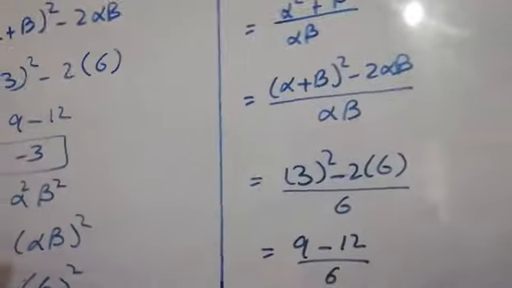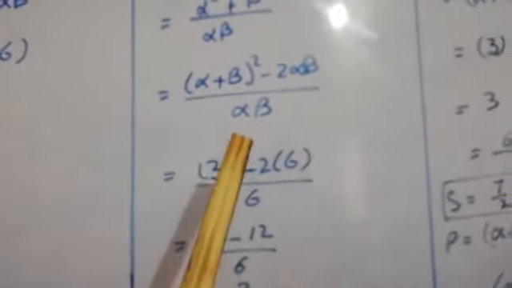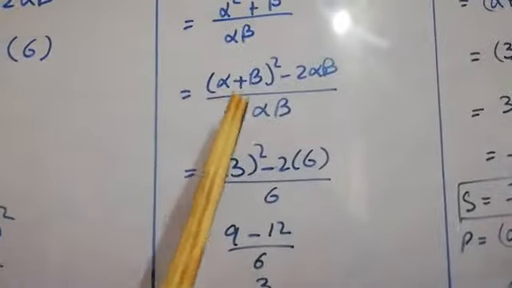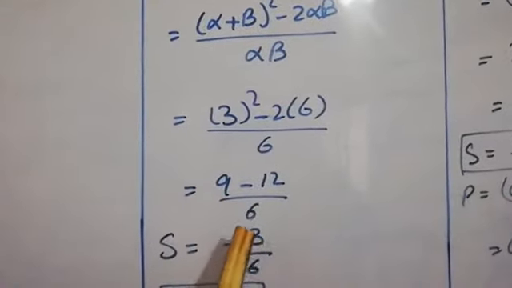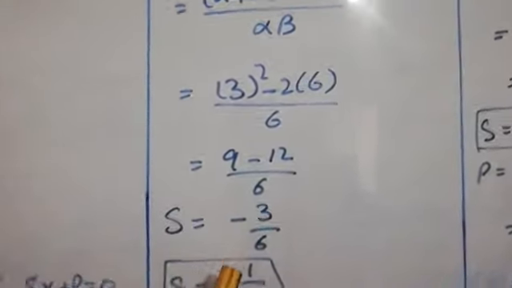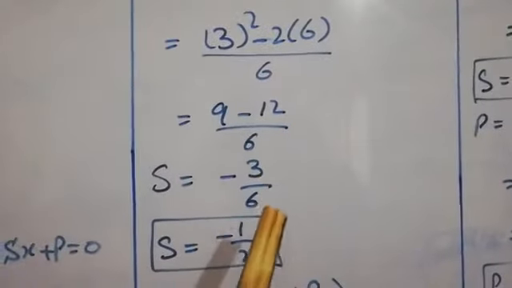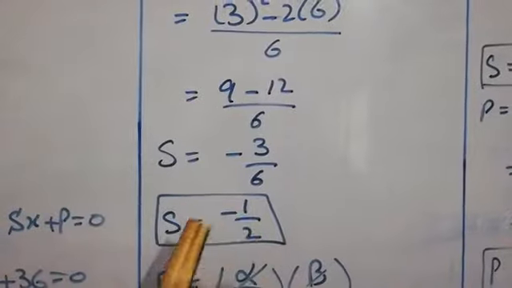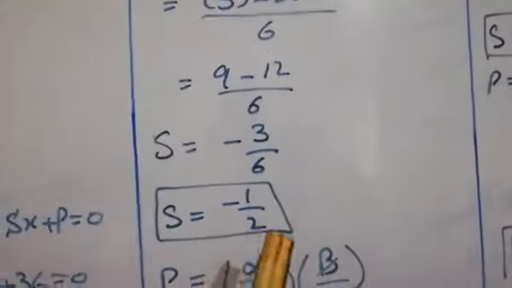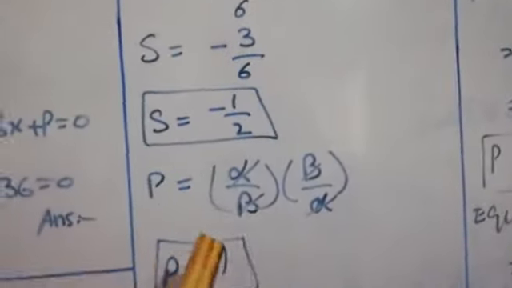Write alpha beta as it is. And now dear students, we will put the values: alpha plus beta whole square is 3 square, minus 2 alpha beta, alpha beta is 6. Like this we will find minus 3 by 6, and by dividing both the numerator and denominator of the fraction by 3, we will get s equals minus 1 by 2, means the sum of these given roots is equal to minus 1 by 2.